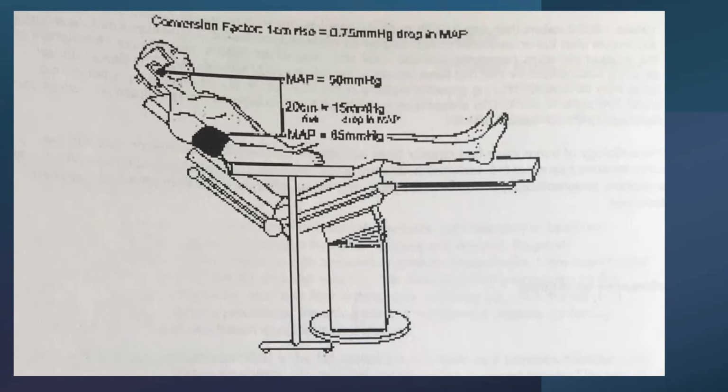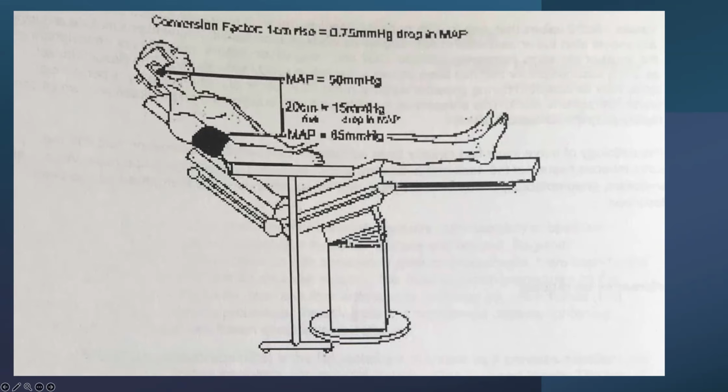What this image shows you is that when a patient is taken from the supine position into the sitting position, there is a difference in height between where the non-invasive blood pressure is measured and the level of the circle of Willis. In this diagram, it's about 20 centimeters. The difference between the middle part of the non-invasive blood pressure cuff and the circle of Willis, which is basically at the level of the ear, is about 20 centimeters, which translates to a drop in mean arterial pressure of 15 millimeters of mercury.